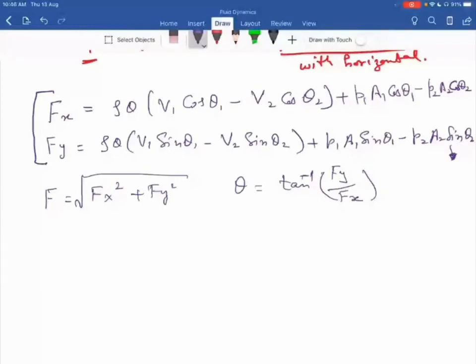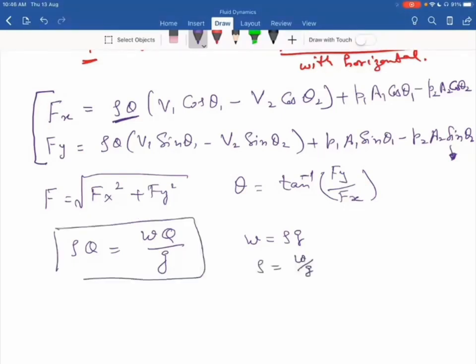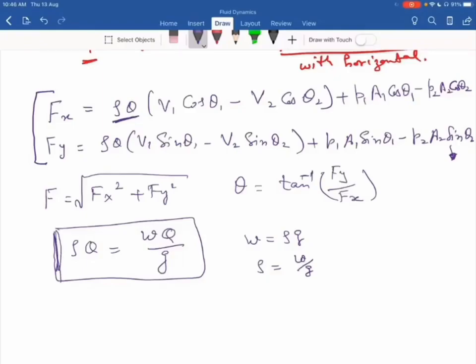Okay. Now you can also see here rho Q. The term rho Q, we can also write it as WQ by G. लिख सकते हो W is rho G. Okay. So you can also write rho as W by G. So term rho Q, you can also replace by WQ by G. Okay. So this is all about your syllabus in first paragraph.